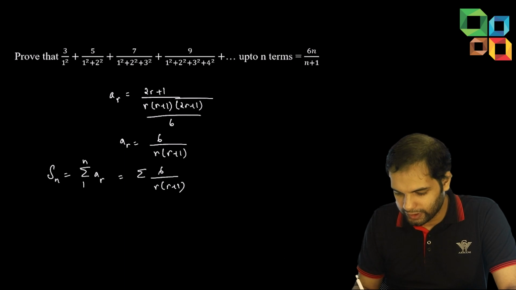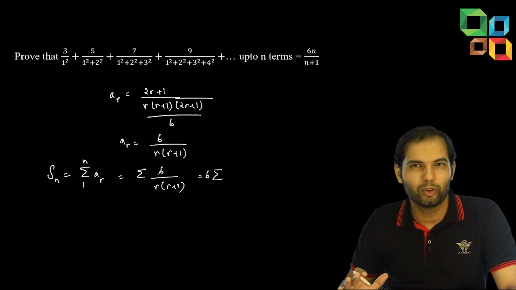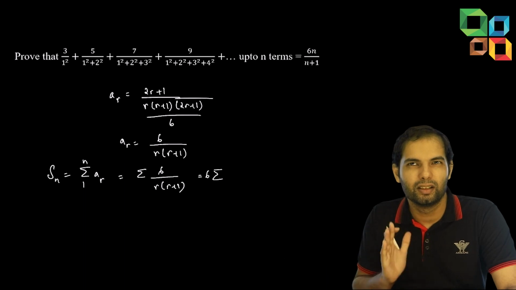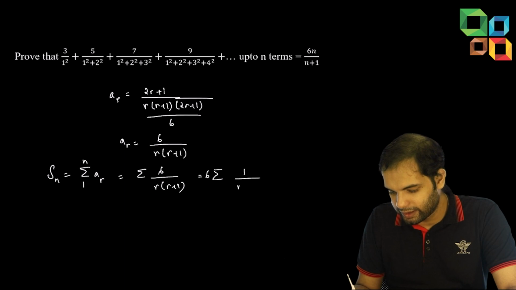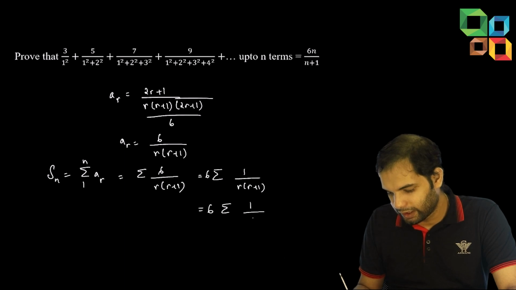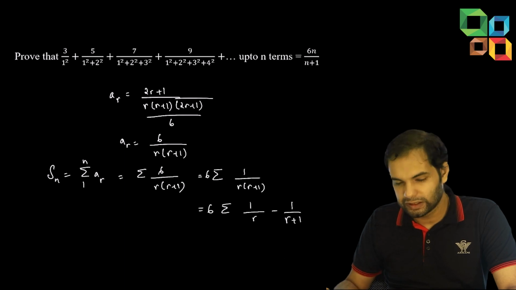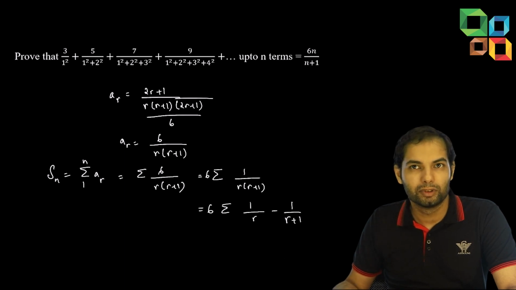Look at this. I'm just going to write this in a different way. Summation of, I'll keep the 6 outside, it doesn't make a difference, right? Can I keep the 6 outside? It won't make a difference. I can multiply it later instead of taking it with all the terms, right? Yes, sir. So, 6 by r into r plus 1. Now, instead of writing it like this, look at the summation. I'm going to write 1 by r minus 1 by r plus 1. Does this work?